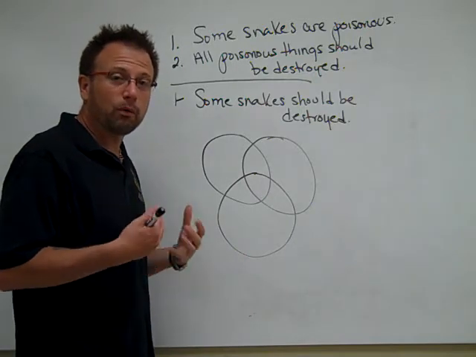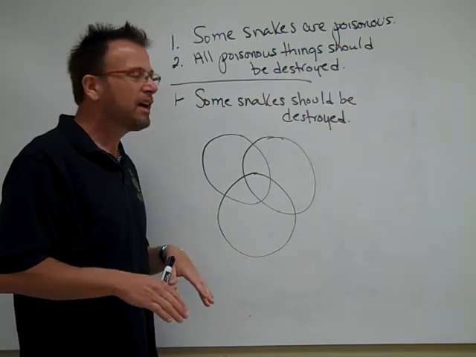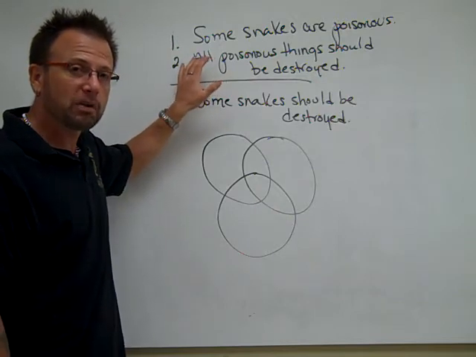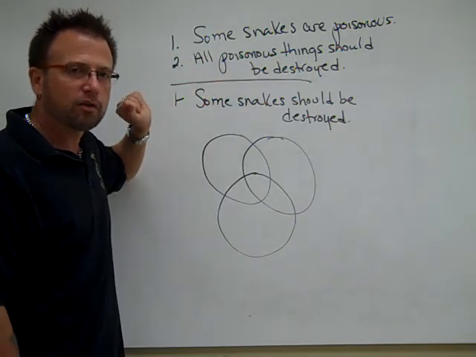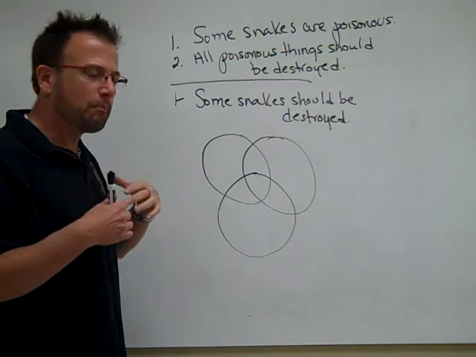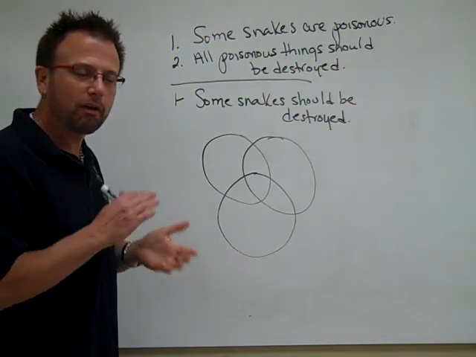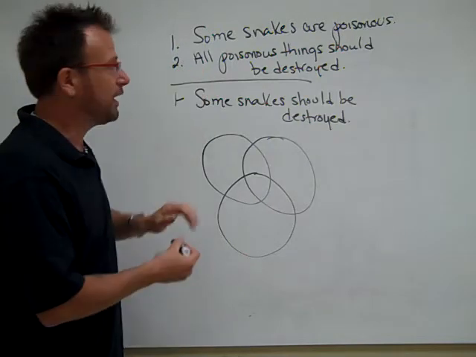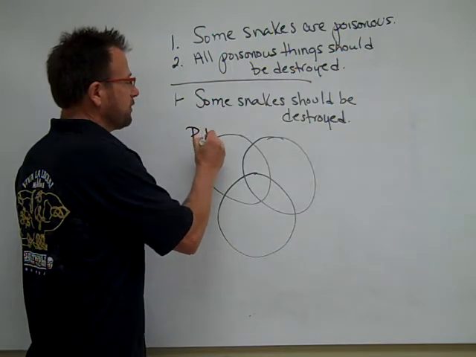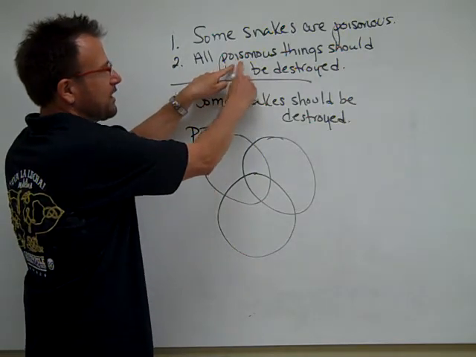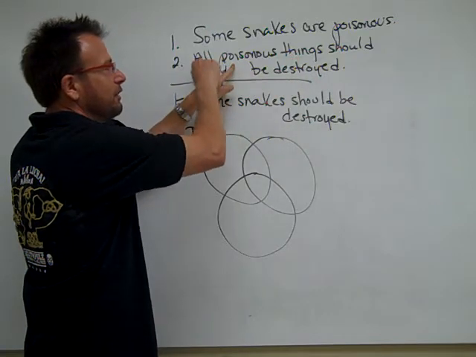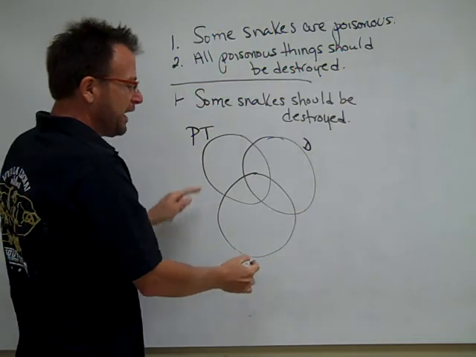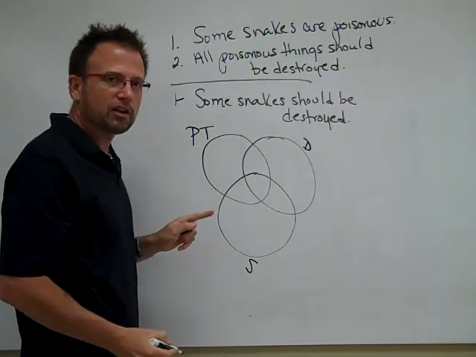Just a handy little rule that will help you for smooth sailing with these. When you have two premises, where one is a universal statement and one is a particular statement, always chart the universal statement first. That'll just make things easier. It'll clear up confusions. So we start with the universal statement. I'm going to note that we have here poisonous things, because that's the subject of our universal statement. And then over here we've got things that should be destroyed. And down here we will have the category of things that are snakes.